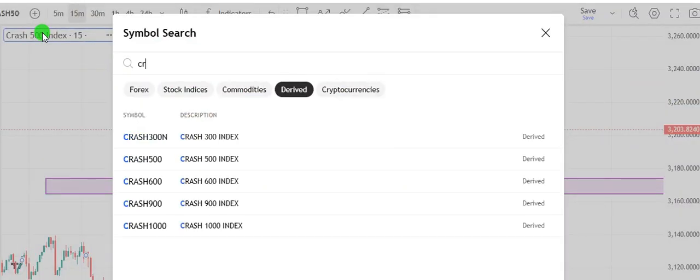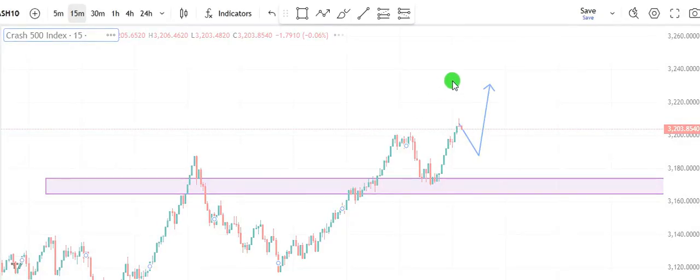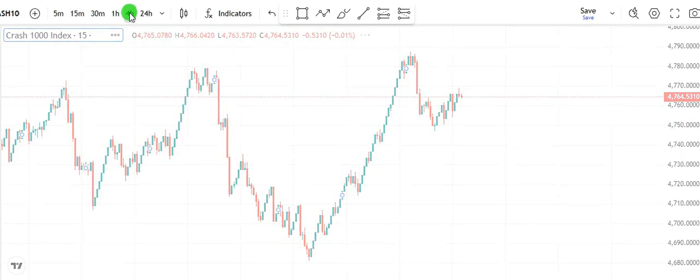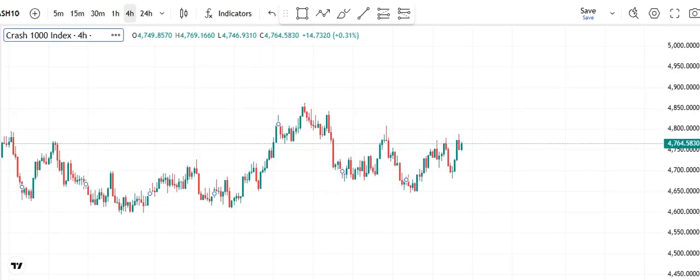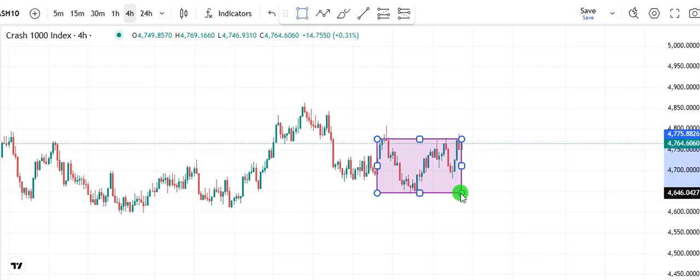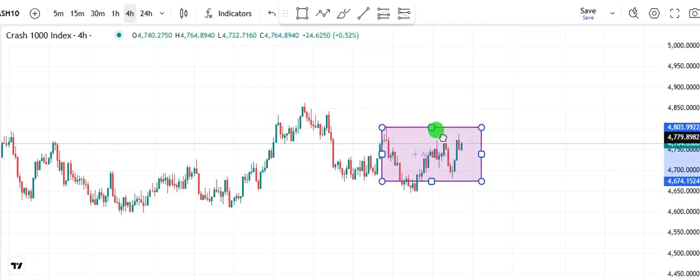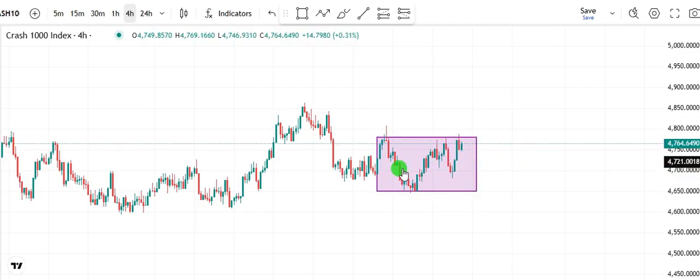Then go to the final one, which is going to be the Crash 1000. Then go to H4. Seems like we've been in a ranging market for a long time now. We actually said this last week, that so long as we are seeing this, we are not thinking of taking any trade. You can see we are still in that range. So you are still waiting for a breakout from this zone. So that means for Crash 1000, I would suggest you leave Crash 1000 for today.